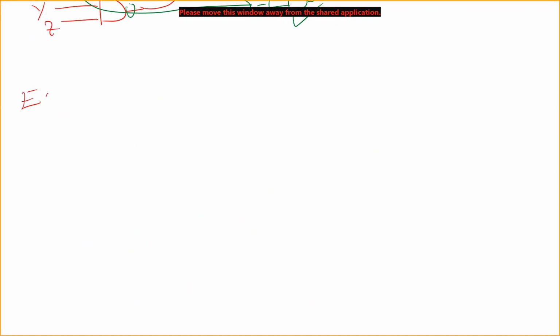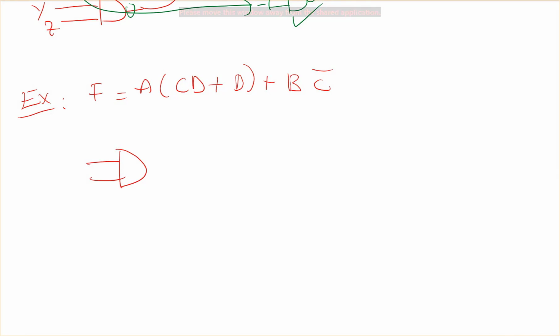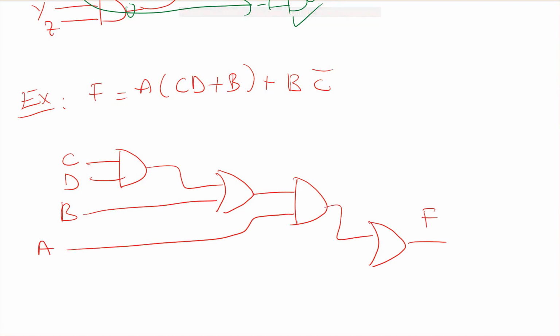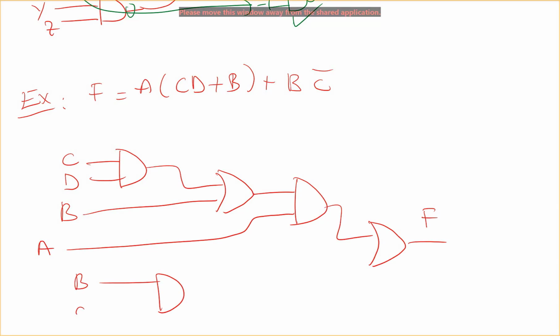So we are asked to implement F is equal to A, C and D, or B and C naught, using only NAND gates. So let's draw our schematic. This is my CD. So this is B. We have an AND gate here. A. So this is F. And this is my B and C naught.